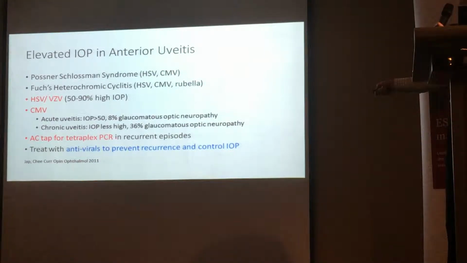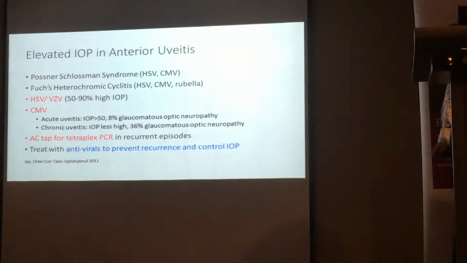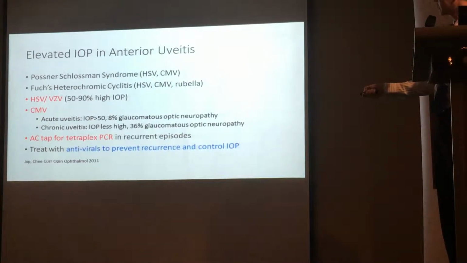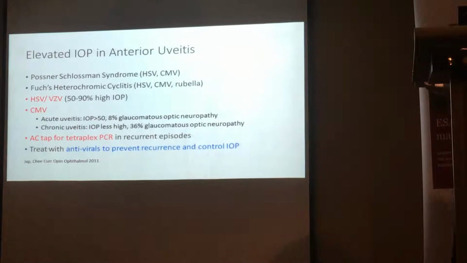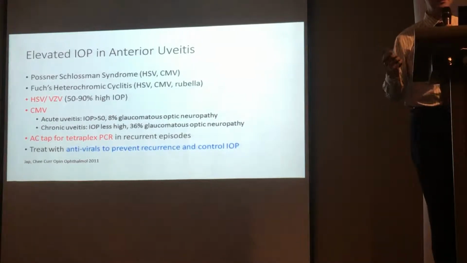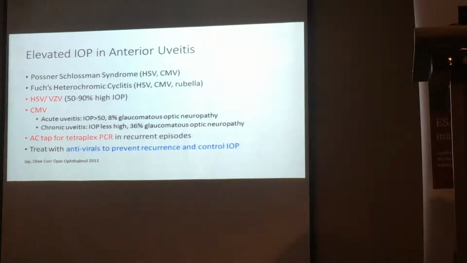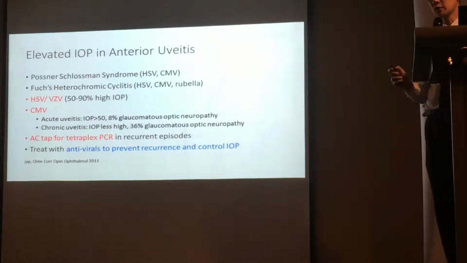So we, as recommended by the paper, many of us would tap the anterior chamber, draw aqueous for tetraplex PCR testing, especially when there's recurrent episodes. Perhaps if it's the first time you're meeting the patient, the first episode, you might say, okay, hang on, we'll let it go first. We'll just treat it like there is nothing else we need to do other than trying to control inflammation and eye pressure.